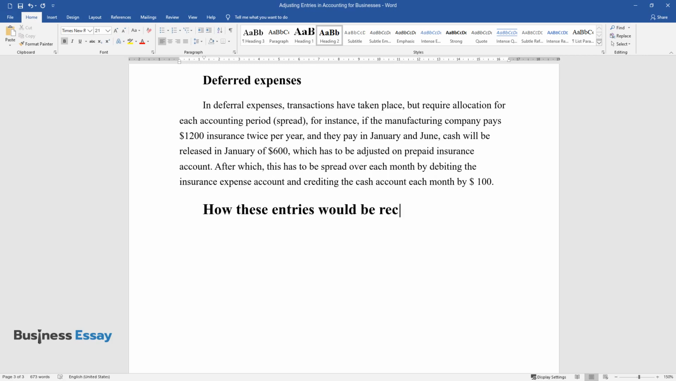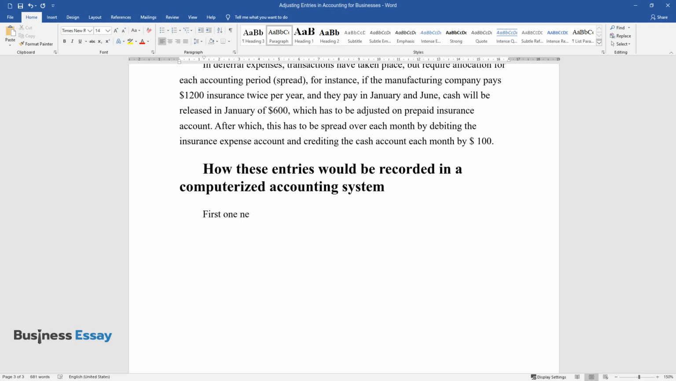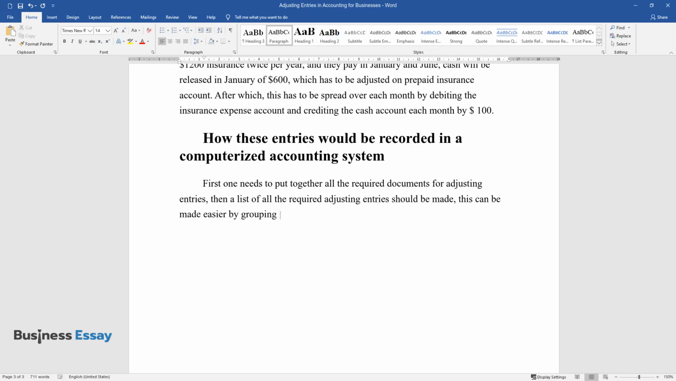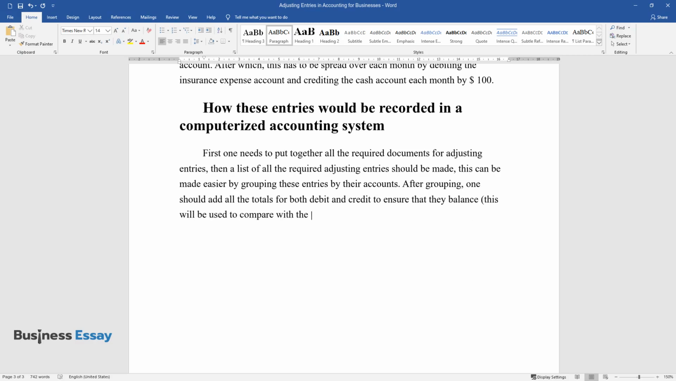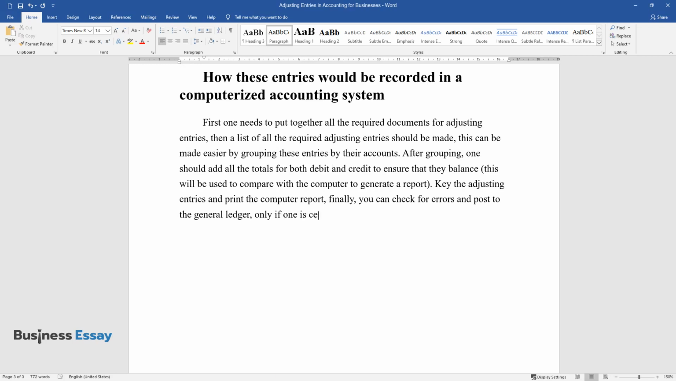How these entries would be recorded in a computerized accounting system. First, one needs to put together all the required documents for adjusting entries. Then a list of all the required adjusting entries should be made. This can be made easier by grouping these entries by their accounts. After grouping, one should add all the totals for both debit and credit to ensure that they balance. This will be used to compare with the computer-generated report. Key in the adjusting entries and print the computer report. Finally, you can check for errors and post to the general ledger, only if one is certain that there are no errors.